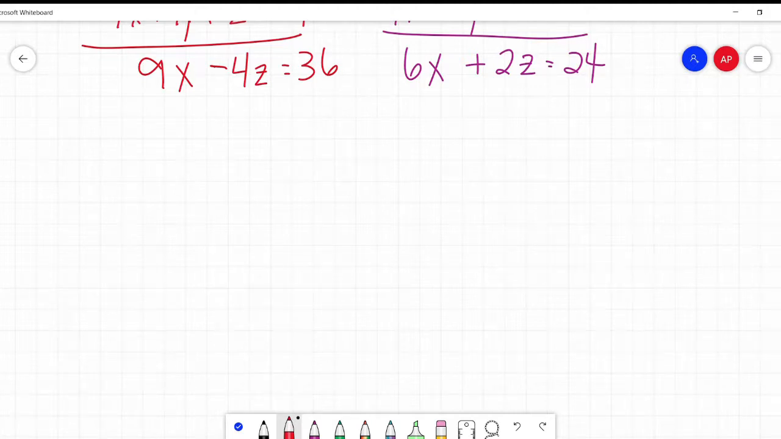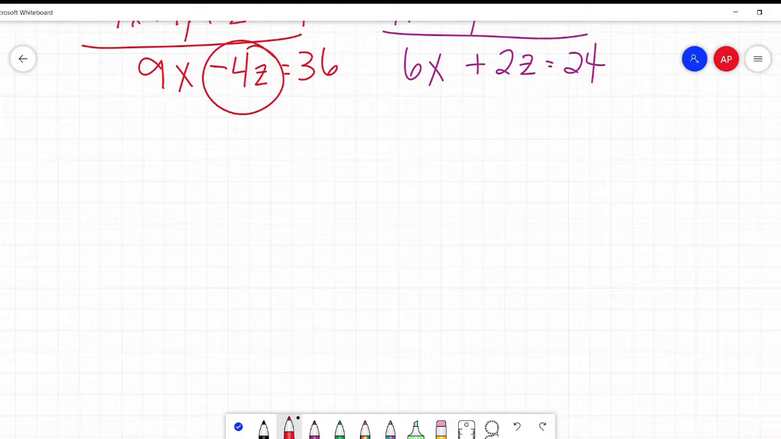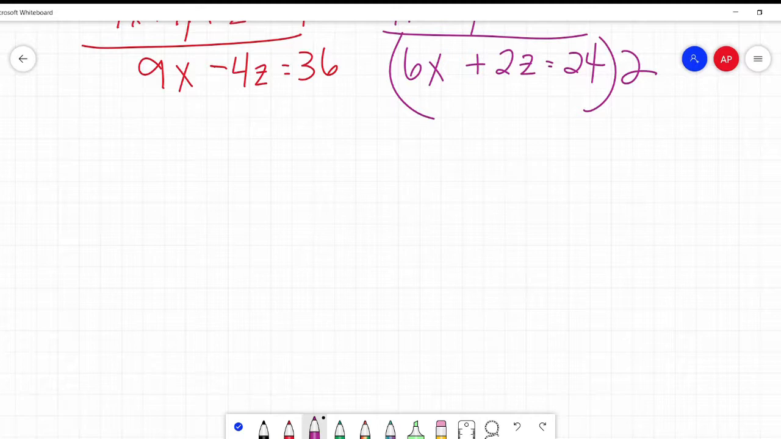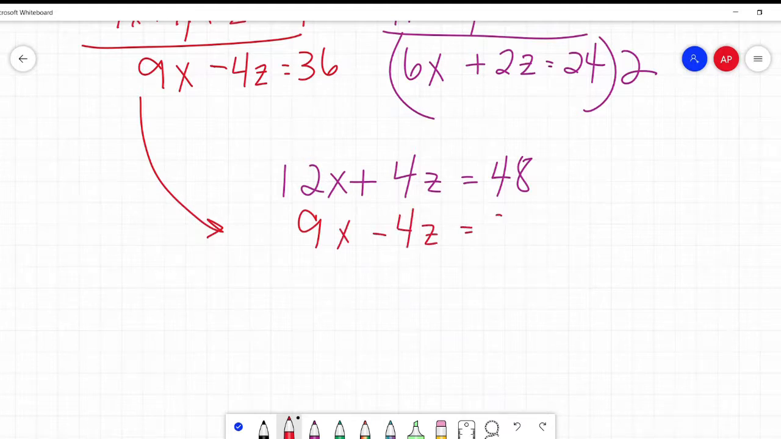Why not? And I look, I've got a positive and a negative here with the positive 2z and the negative 4z. It's like, okay, all I have to do is multiply this by 2 and it will cancel out that. So that's what I'm going to do. I'm going to multiply this whole thing by 2, which gives me 12x plus 4z equals 48. Then this just comes down. 9x minus 4z equals 36.